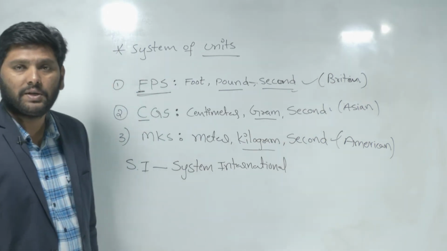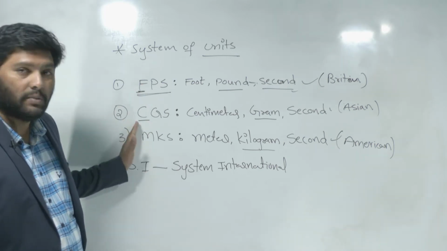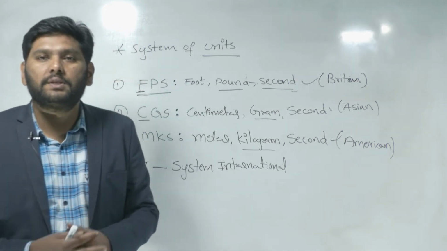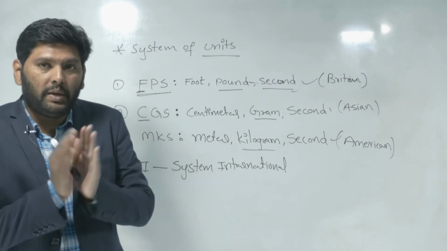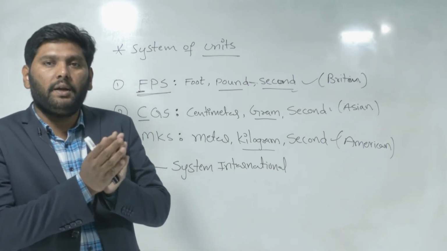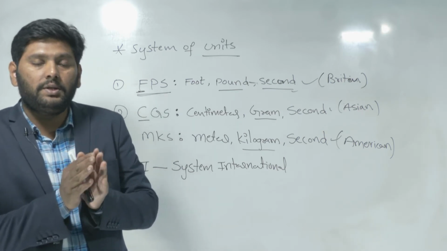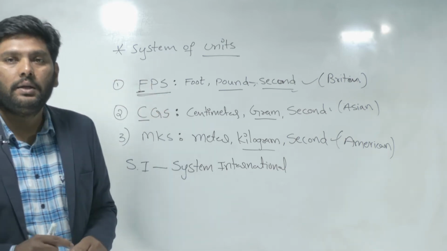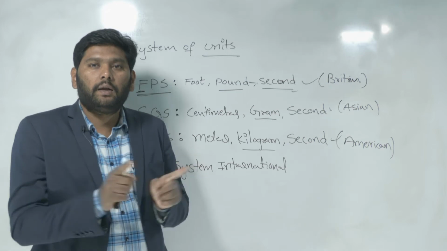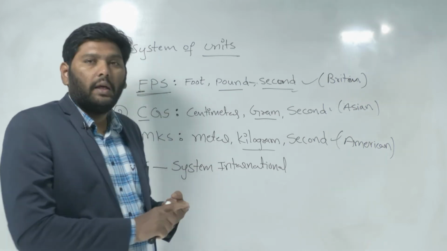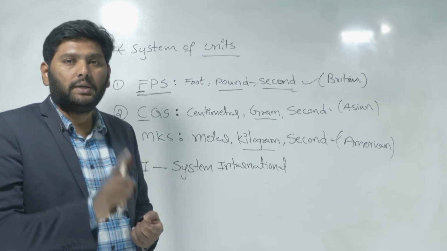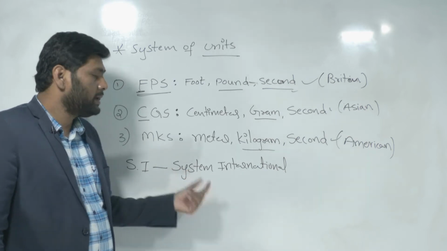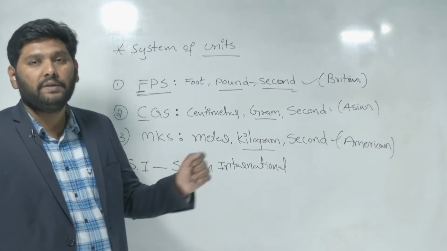Why are we using this System International? We have different systems of units, but when measuring with them, we cannot get the same quantity every time. When different countries use different units for the same physical quantity, you cannot get the exact value. So all countries gathered and adopted a single system of units, called System International. Nowadays we use SI system units for all physical quantities.